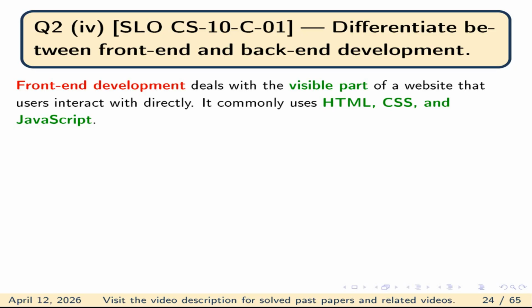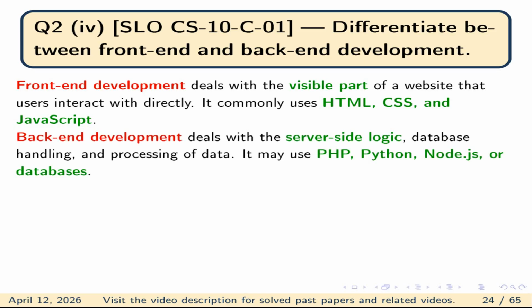Fourth part is differentiate between front end and back end development. Front end development deals with the visible part of a website that users interact with directly. It commonly uses HTML, CSS, and JavaScript. Backend development deals with the server-side logic, database handling, and processing of data. It may use PHP, Python, Node.js, or databases.